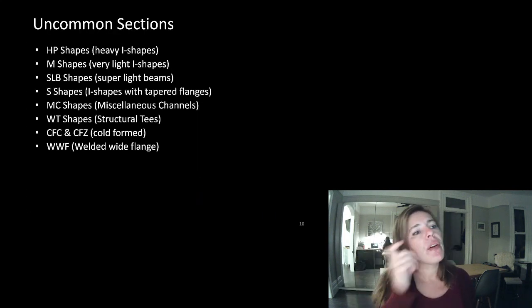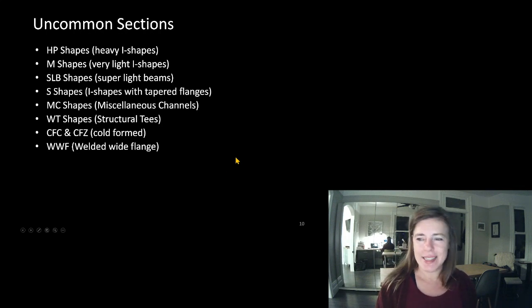Okay, what are some other kind of uncommon steel sections? Because there's a lot, and you'll see if you look through that steel sections file, I only talked about W sections, channels, angles, and HSSs, but there's all kinds more that I do not expect you to make use of in this course, but they exist. So we have HP shapes, which are very heavy I shapes. M shapes are very light I shapes. There are something called super light beams. S shapes, so these are I shapes with tapered flanges.